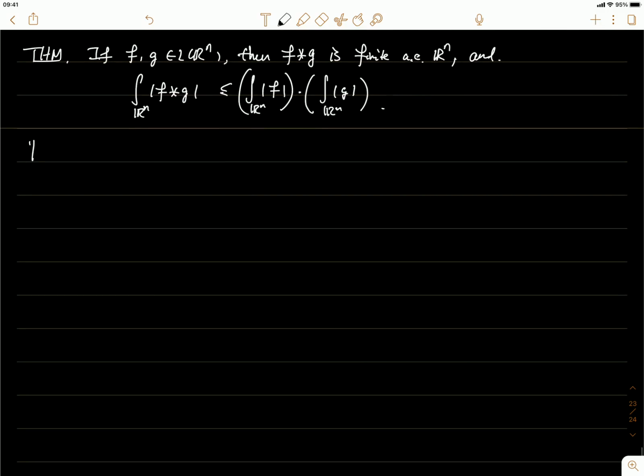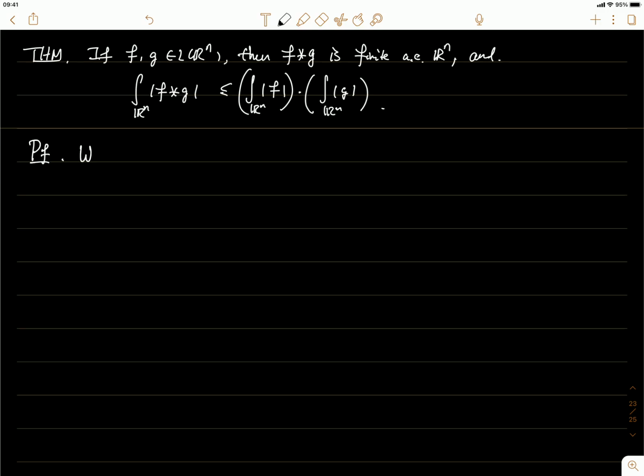Okay, so let's see how to prove this. That means if the two functions are integrable, then the convolution is also integrable, and you actually have a bound for it, which is just the product of their own integrals. We take the absolute value here, but suppose f and g are both non-negative functions. Then we can temporarily forget the absolute values and just focus on this inequality.